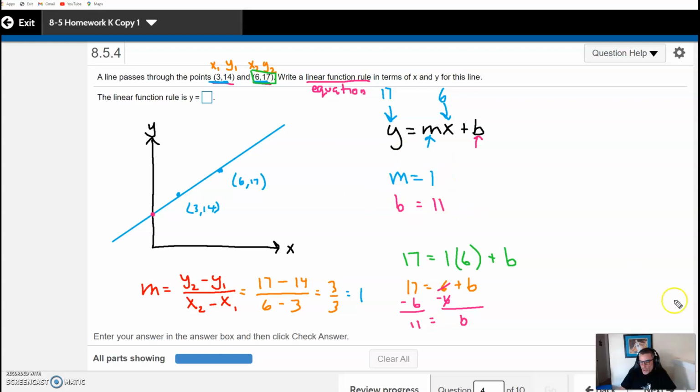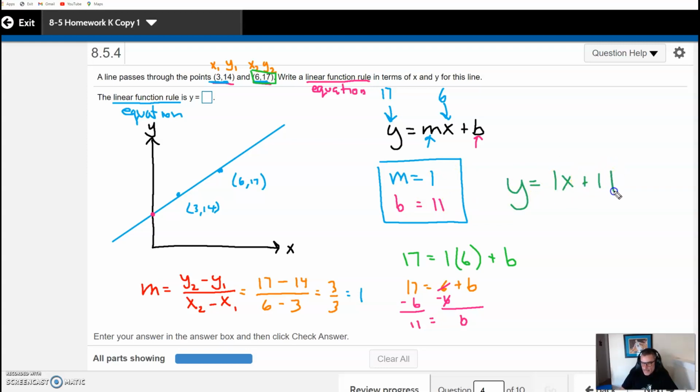So now I know both puzzle pieces, right? I know both of the pieces of information that I need. So the linear function rule, right? Again, that just means equation. For this line, we got to plug in our m and we have to plug in our 11. So our final answer is going to be y is equal to, all right, I could put 1x and I'll go ahead and write it plus 11. I think the computer will accept this.